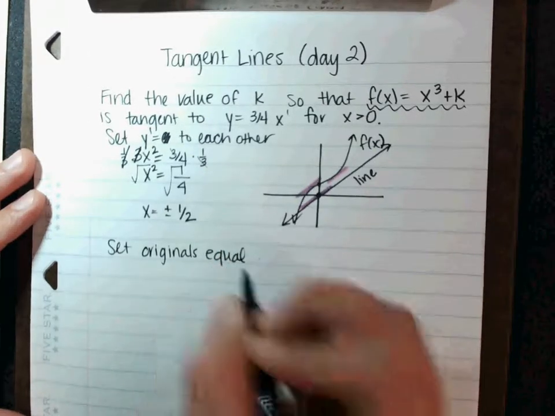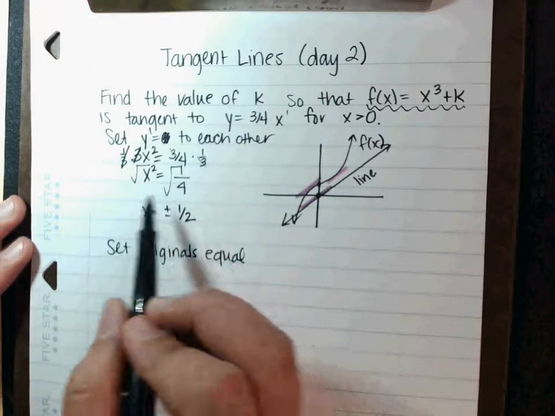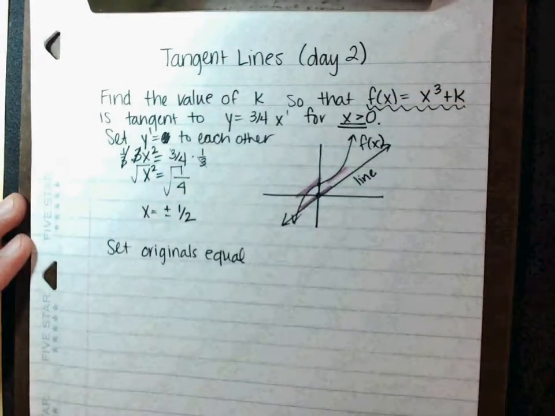But what else do we know that we just learned? What other 2 things are the same? Or which x value are we going to use? The +1/2. Why positive? Because x greater than 0.